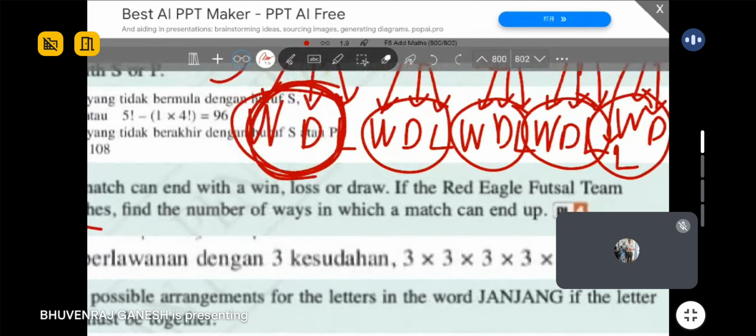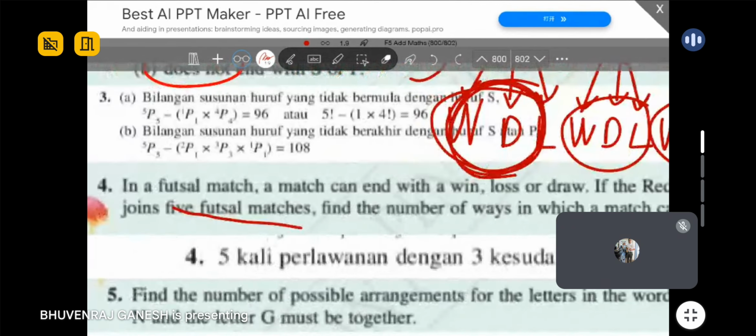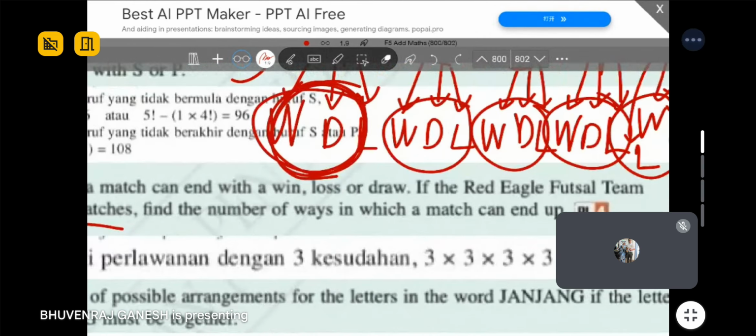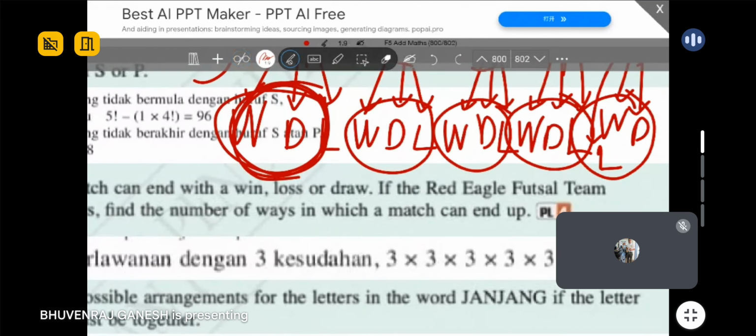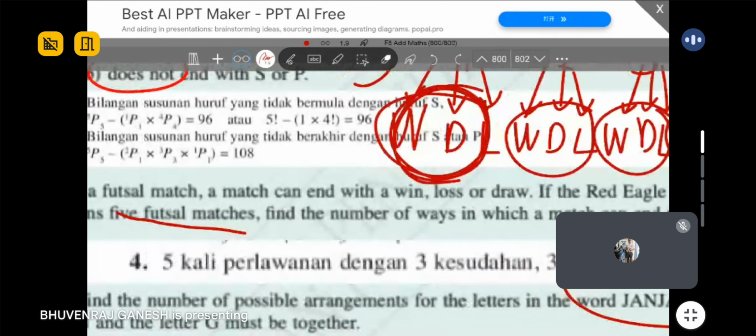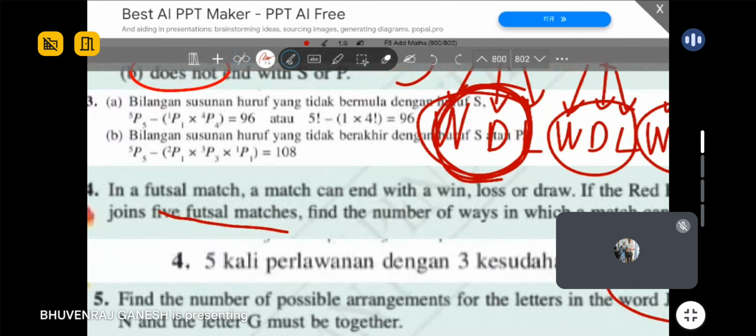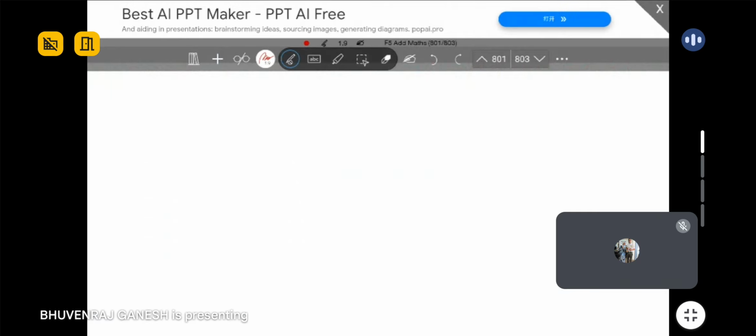Okay? Alright. Okay, so guys, you see already, syarat sudah datang. Okay? N and G must be together. Okay, dua huruf ni kena bersama lah. Okay, so they ask you how many ways I can arrange this word. Okay, interesting question. So the question is N and G must be together. Okay, so I use a separate page for this one. Okay, guys, so the word is janjang.